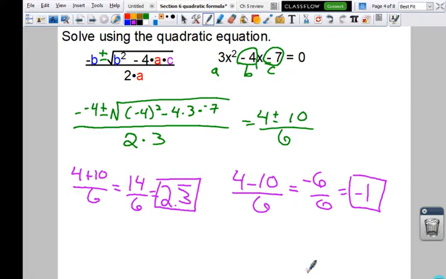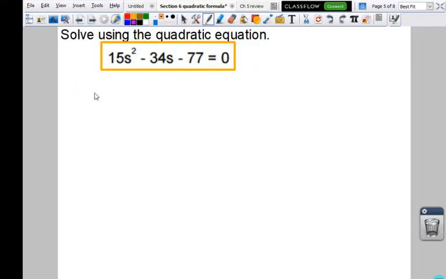Do you guys want to try another one together like this, or you want to try it on your own? Together or on your own? Together. Alright, do you guys want to do another one together like this, or on your own? Another one. Alright, so I want you to try this one on your own.